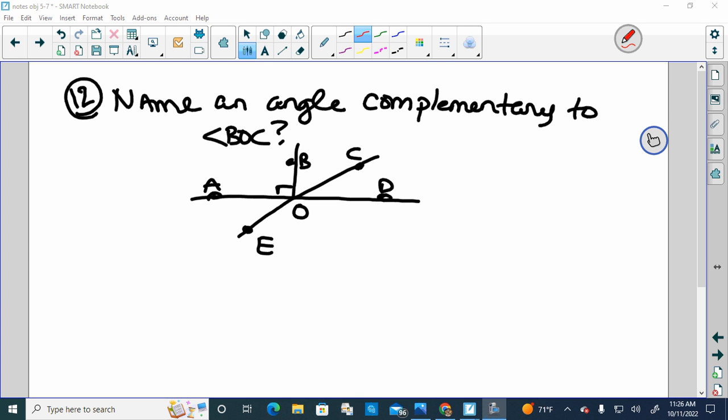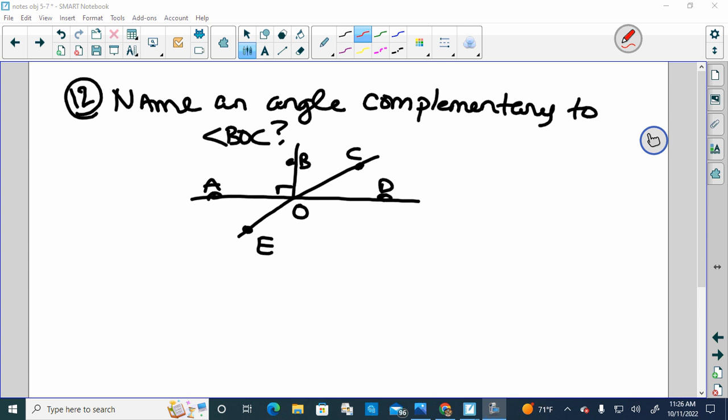If you listen to the actual video when I did it with the vocab, the way that I remember the difference between the two is you have a C and an S. Complementary is C, supplementary is S. Alphabetically, C comes before S, so 90 would come before 180, in case you forget which one's which. So it says name an angle complementary, which means it adds to equal 90 to BOC.